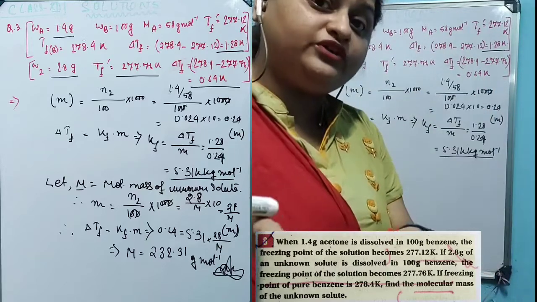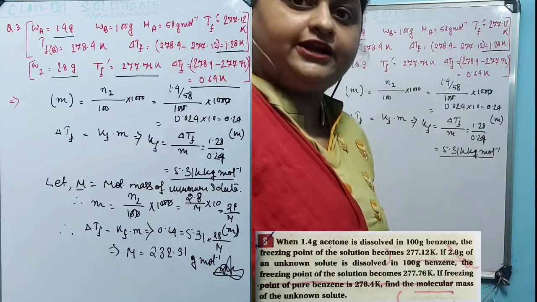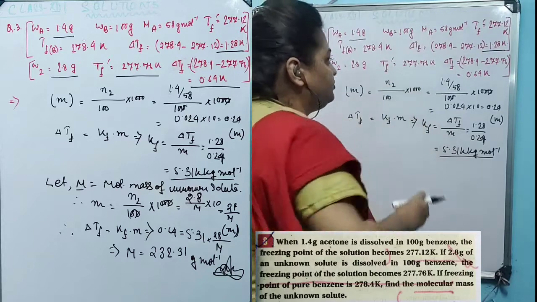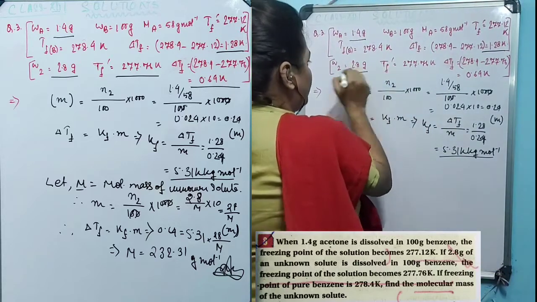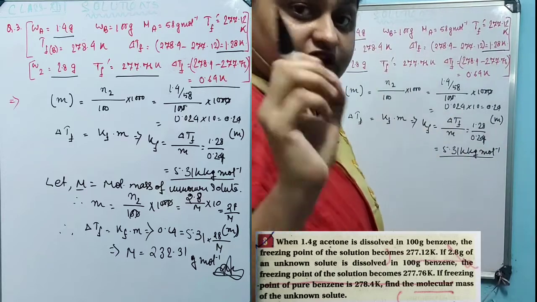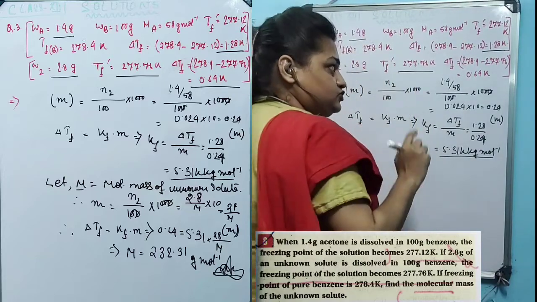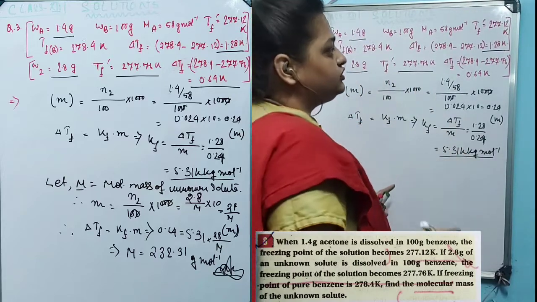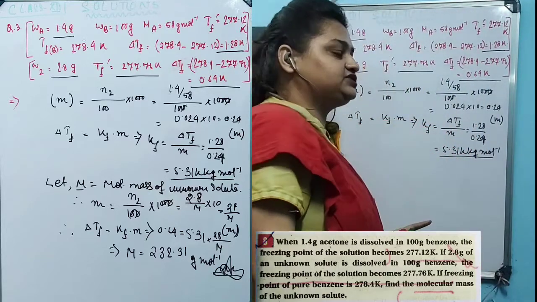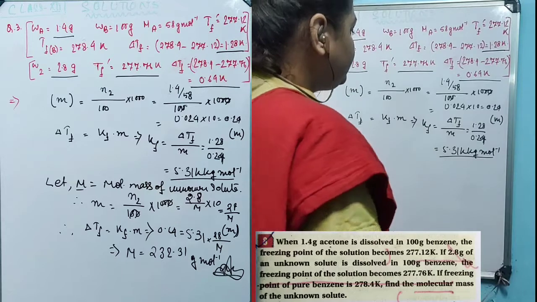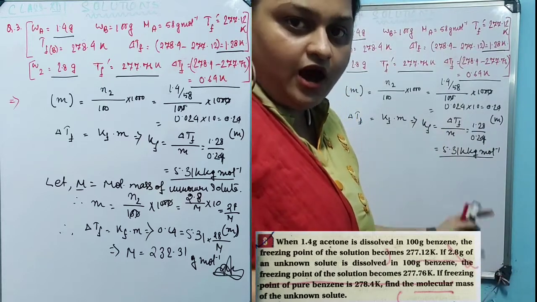Now there is a set 2 information also given in the question: an unknown solute is dissolved in 100 gram of benzene. The amount of unknown solute is 2.8 gram and the freezing point of this solution is found to be 277.76 Kelvin. Therefore, the depression in freezing point is 0.64 Kelvin. So by this set 2 information, we need to find the molecular mass of the unknown solute.